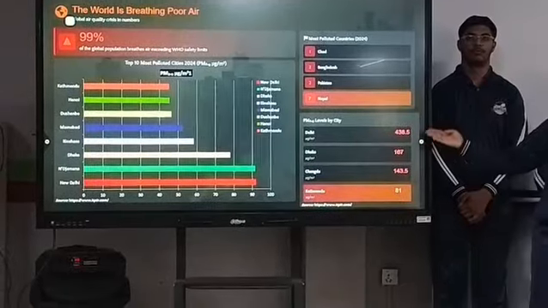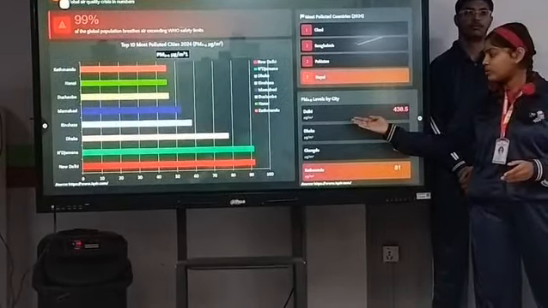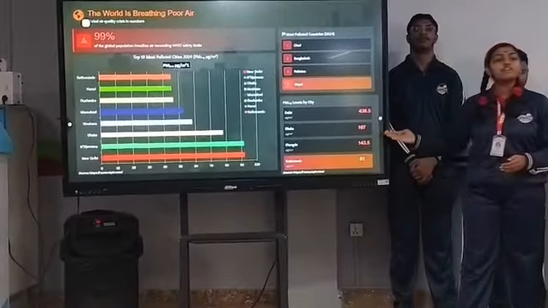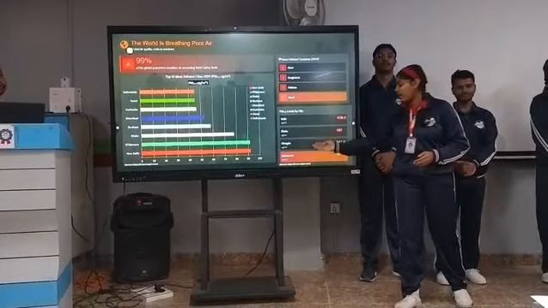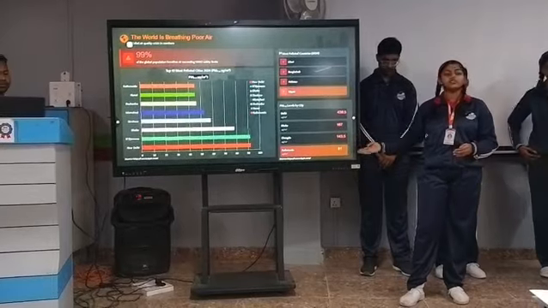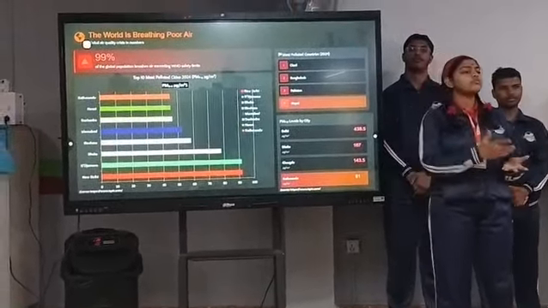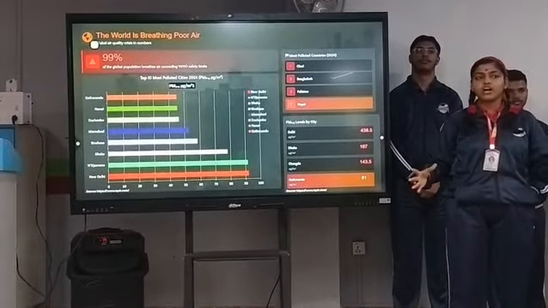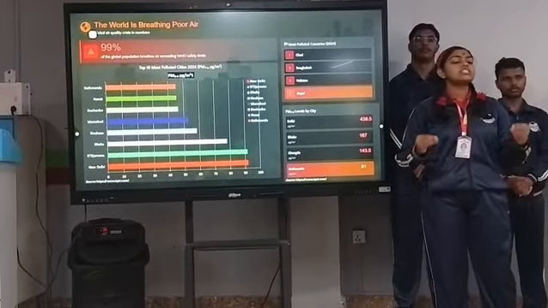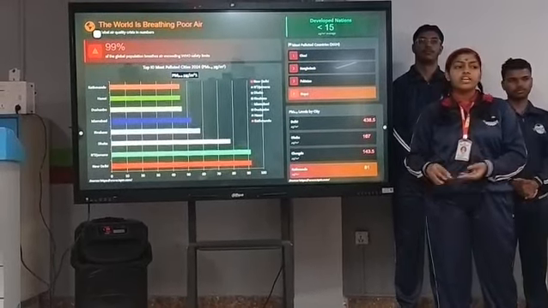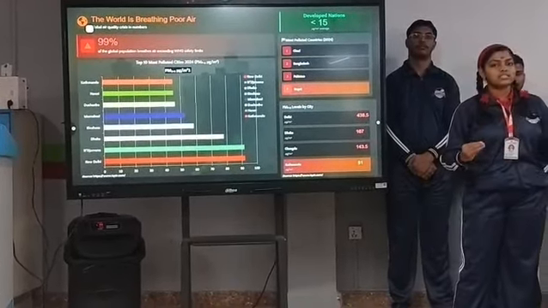Delhi is at 438.5 micrograms per cubic meter, Dhaka at 167, Chengdu at 143.5, and Kathmandu, our country's capital, is at 81. Meanwhile, developed nations, for example Finland, Iceland, etc., are breathing air which is 6 times purer and cleaner than what we are breathing right now. Their average is 50 less.